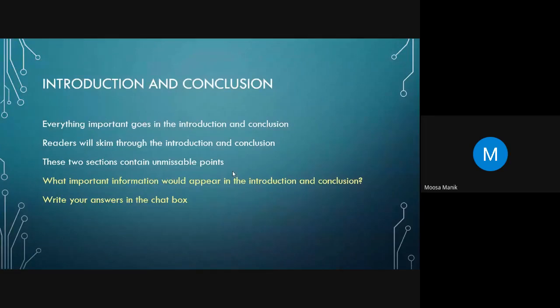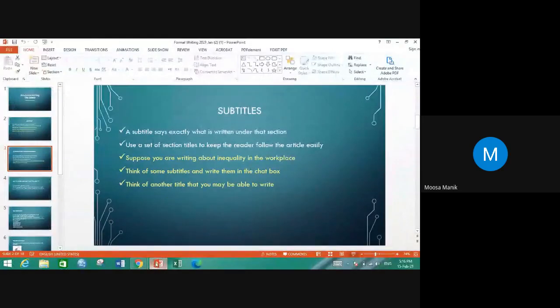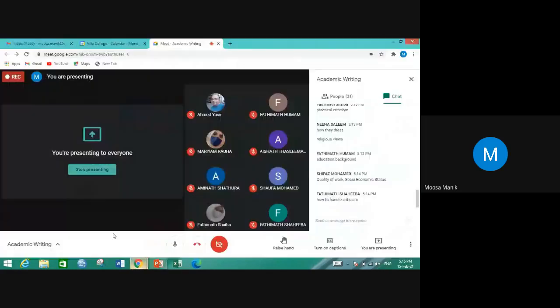So I'll just get back to what important information would appear in the introduction and conclusion. Write your answers in the chat box. First, let us consider what you are going to write in the introduction. Later, we will go on to the conclusion. So what do you think you should write in the introduction? Introduction of your article, your assignment, your thesis. What are the components?